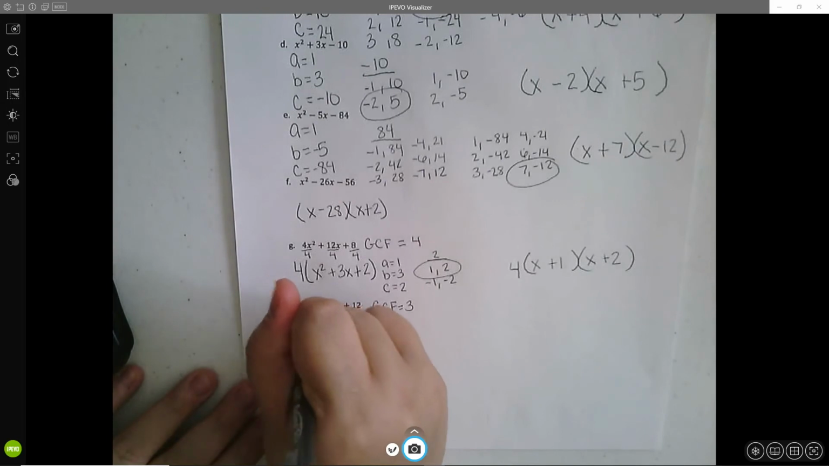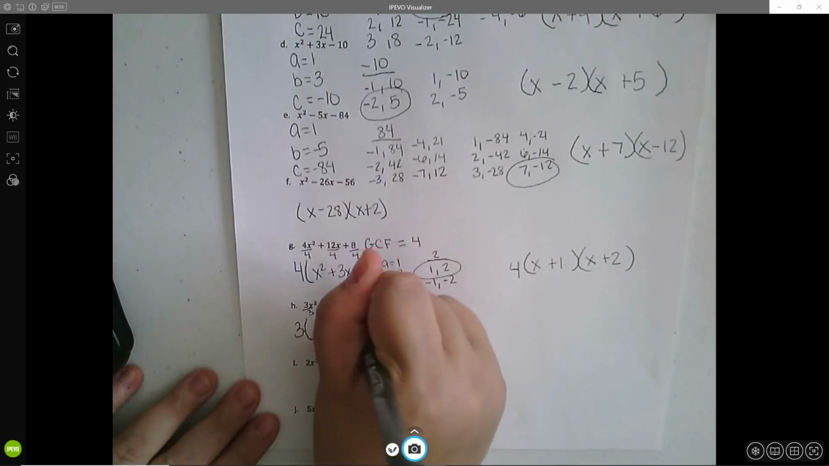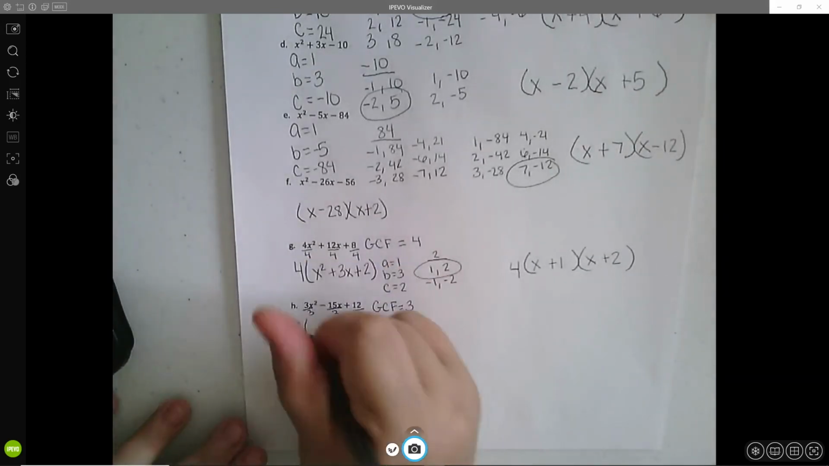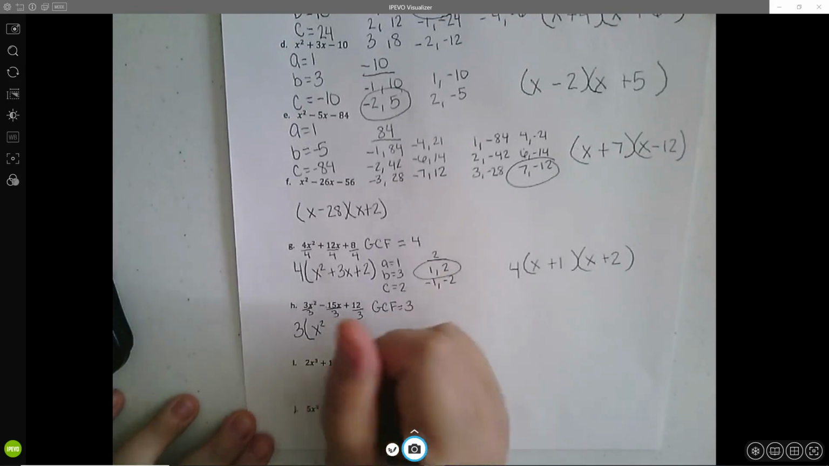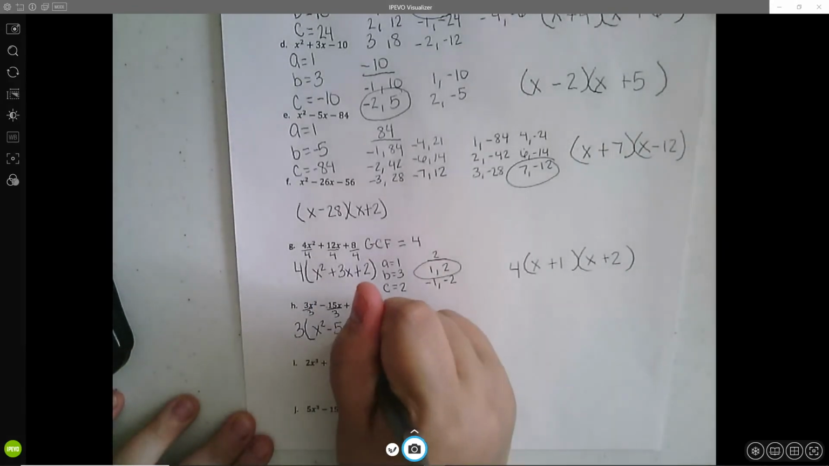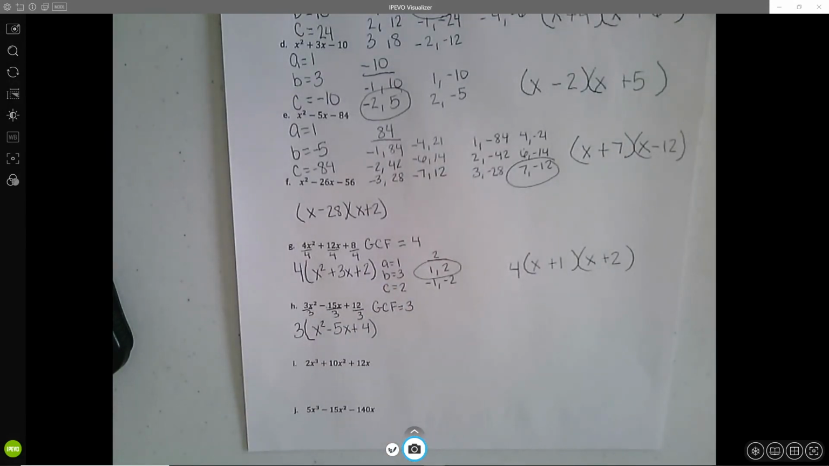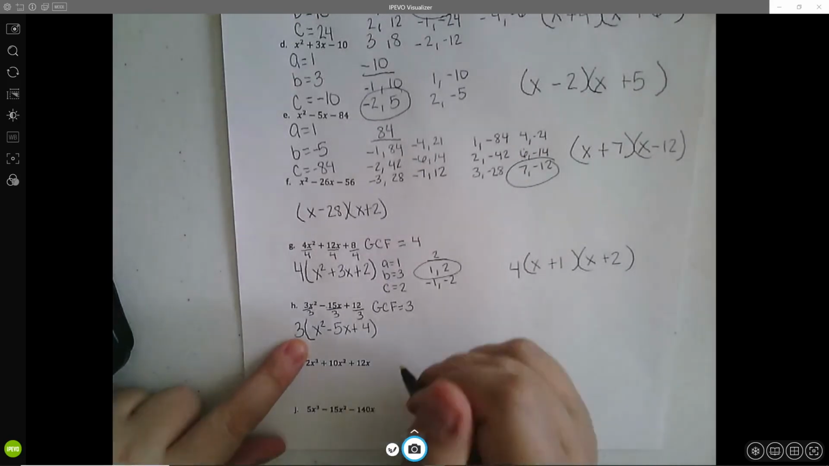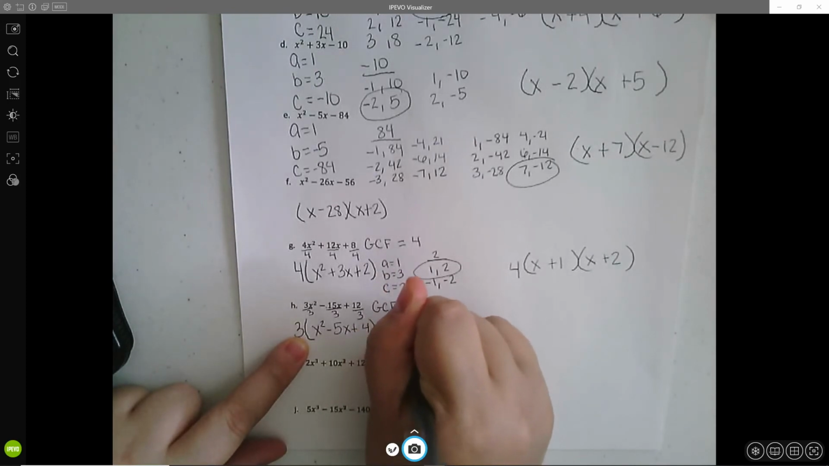So I put my GCF, and now I'm going to divide each term by 3. 3 divided by 3 is 1, so I have my x squared. Negative 15 divided by 3 is a negative 5, attached to the variable. Plus 12 divided by 3 is 4. Once you've taken out your GCF, you can factor what is inside of the parentheses. A equals 1, B equals negative 5, C equals 4.